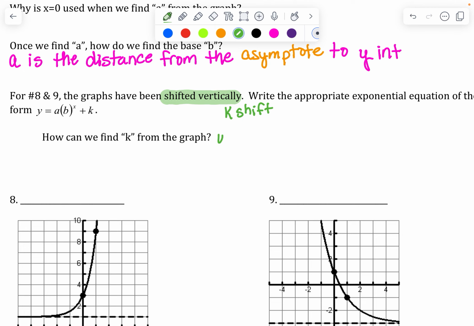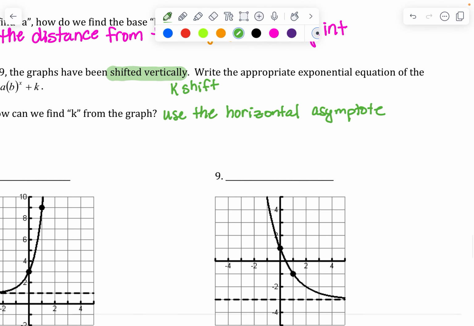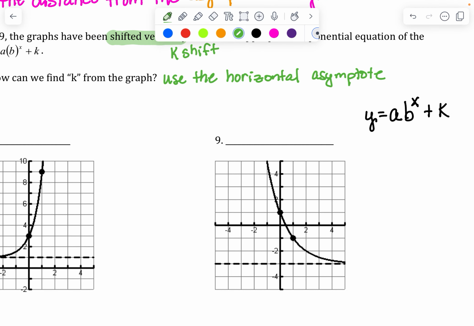So once I have that, you're going to use another point. Doesn't matter which one, just use another point. So how about if we use this one right here, which is (1, -1). I'm going to let this be my X, and I'm going to let this be my Y. So here we go. Y is a -1. That equals A, which is 4. We don't know our B. My X is a 1. And then my K is that -3.